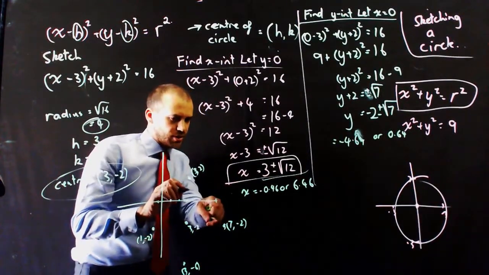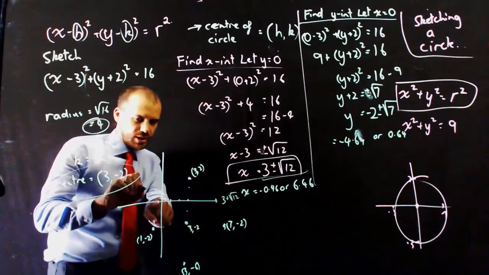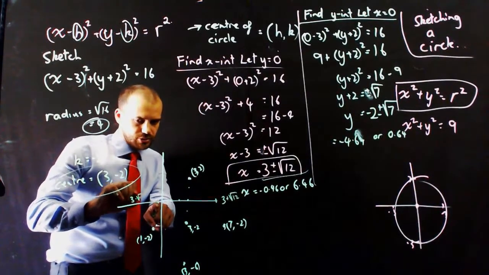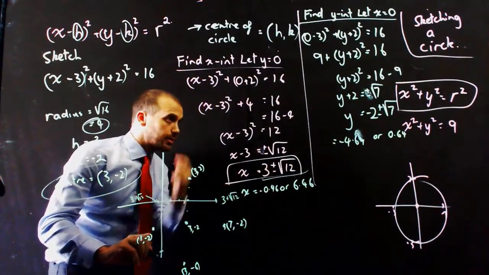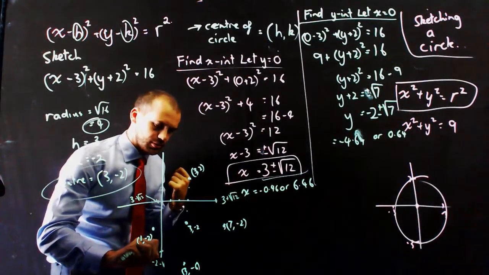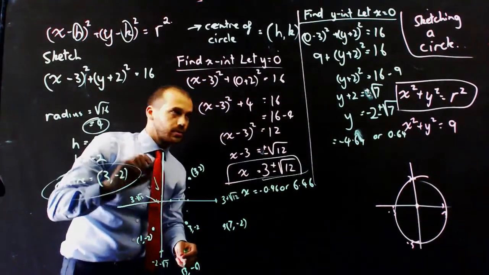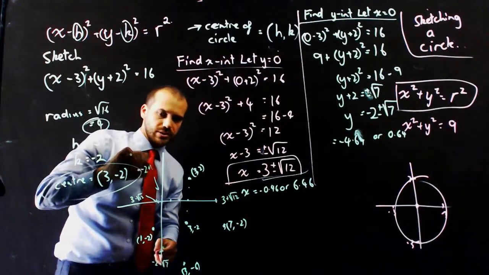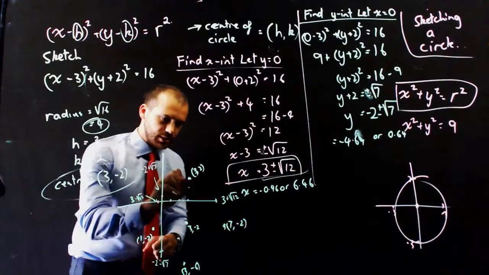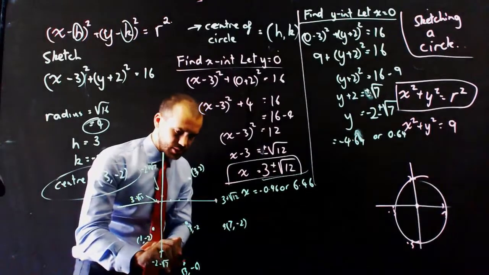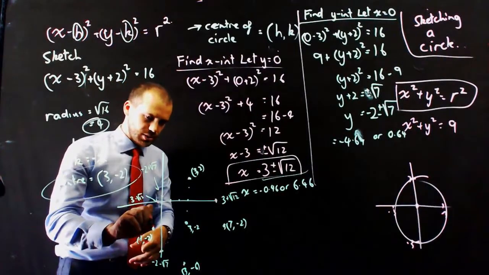Even though I know that that's 6.46, I'm going to write 3 plus root 12, because that's an exact value. And for that one, I would write 3 minus root 12. Put a little arrow there. All right, and then I have negative 4.64, which is down here, which is negative 2 minus root 7. And here, I have a positive 0.64, which is negative 2 plus root 7. Okay, so I have points here, here, here, here, here, here, here, and here. I have 8 points that I can now join up and draw the world's best circle.